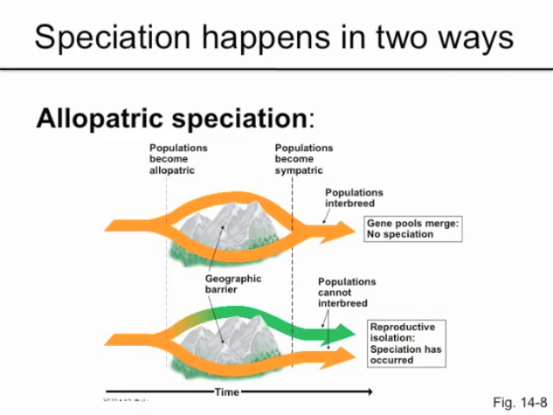They now cannot interbreed when they come back together. They have reproductive isolation and speciation has occurred. So this is allopatric speciation. This is very common. It's probably something that you can understand pretty well, that if separation by geographic areas, there now can be different selective pressures.